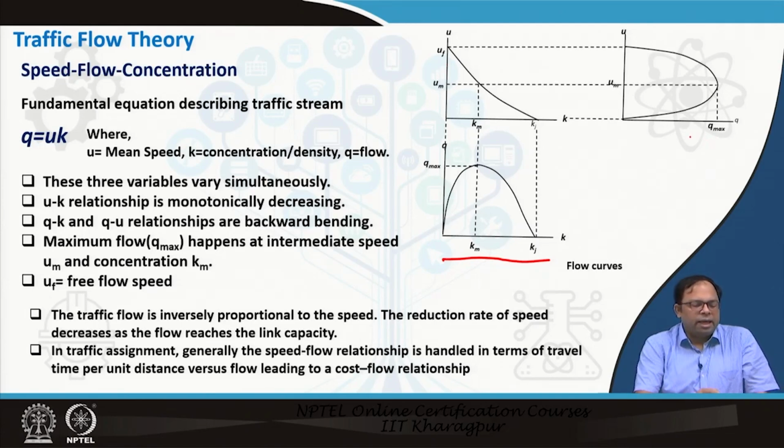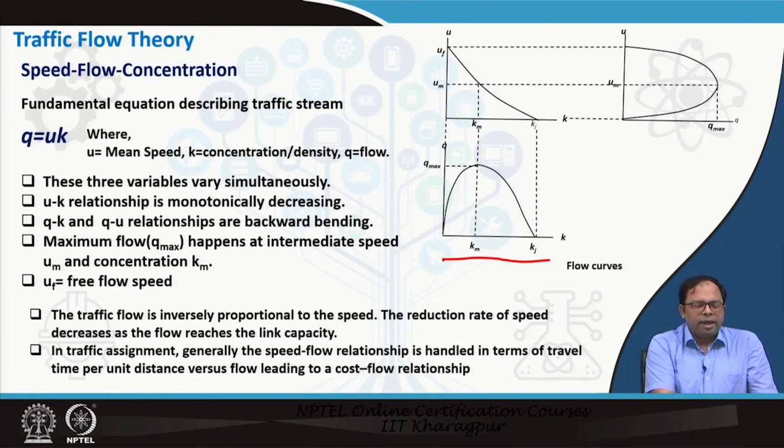So we can see that the UK relationship is monotonically decreasing. That means this is U, and UF is the free flow speed. When there is zero concentration, the speed is maximum, which is the free flow speed. Then as concentration increases, the speed comes down. So it's a monotonically decreasing function.